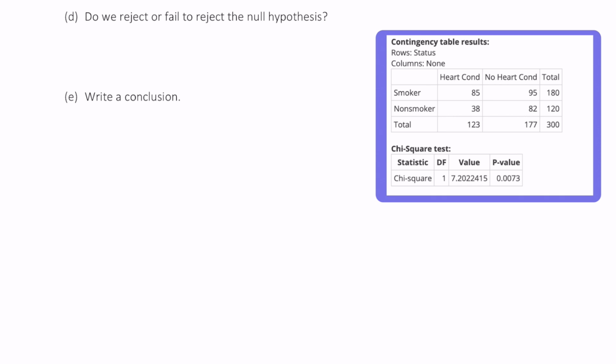Do we reject or fail to reject the null hypothesis? The p-value of 0.0073 is smaller than... Now I'll stop here. Go back and read your problem and see if you were given a significance level. Okay, you should have checked for yourself.